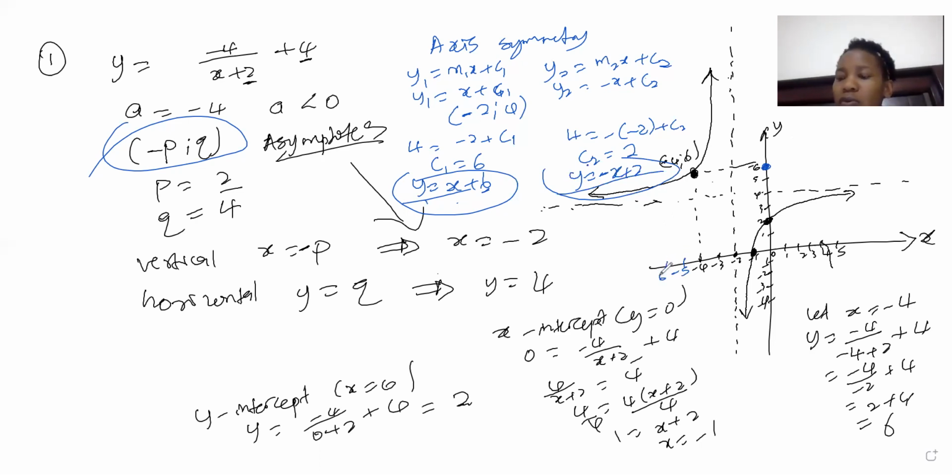Okay, so now you draw another dotted line here, joining these two dots. That's your straight line. Y is equal to x plus 6. Then let's draw the other one. Y2 is equal to -x plus 2. Y-intercept is c, which is 2. So we're going to pass here. Then x-intercept, we let y be 0. Therefore, x is 2. Then we draw a straight line here.